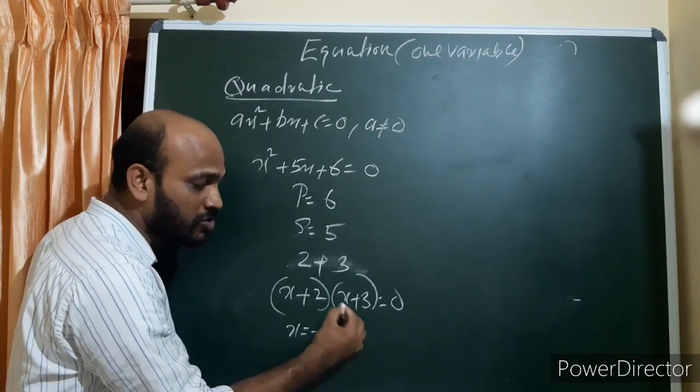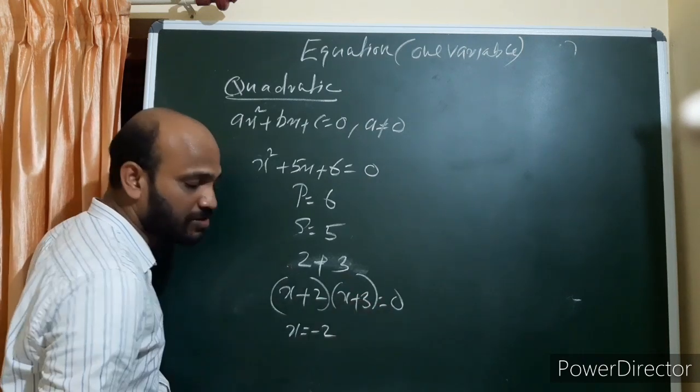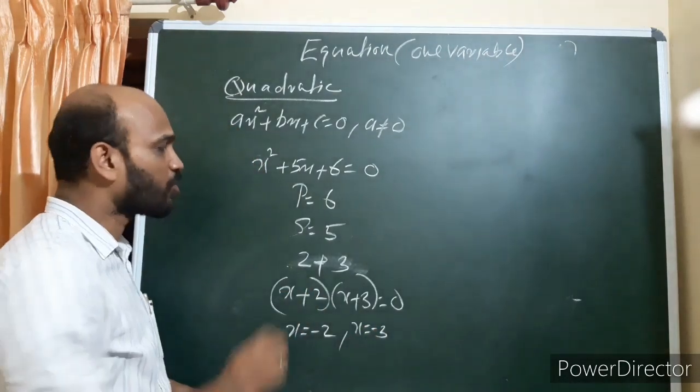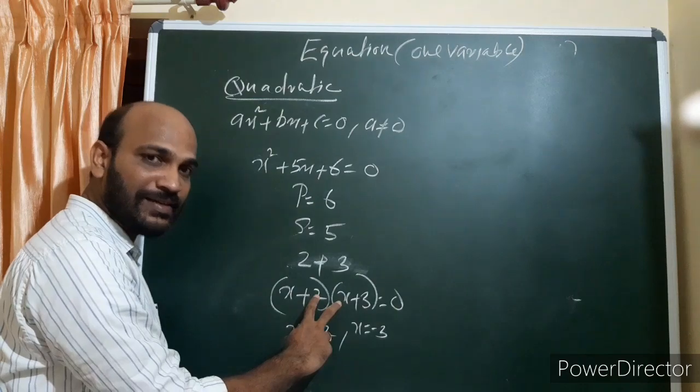And this expression will be 0 when x equal to minus 3. When x equal to minus 3, this will become 0. 0 into any number is 0. Second solution is x equal to minus 3. If coefficient of x square is 1, we can factorize directly.